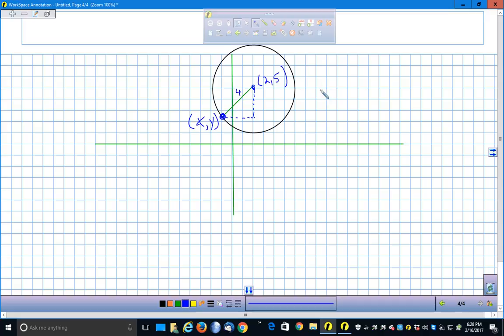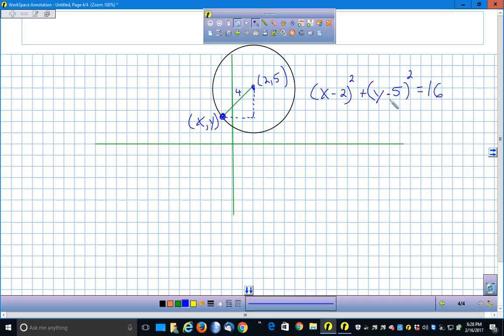So I could say that x minus 2 squared, x minus x1 or x2 minus x1 squared, plus y minus 5 squared, y2 minus y1, is going to be equal to the radius squared, which is going to be 16. That's a relationship that's true by the Pythagorean theorem.